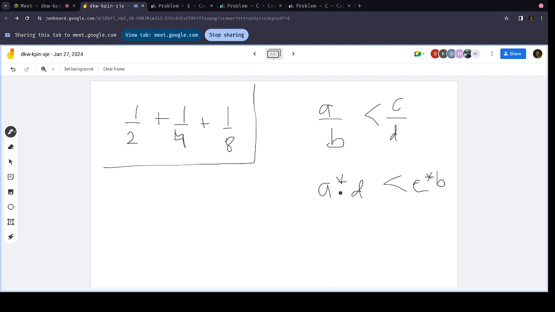Always remember this. Then again, when you're multiplying, take care of the constraints of the data type, right? So never do this, always do this.